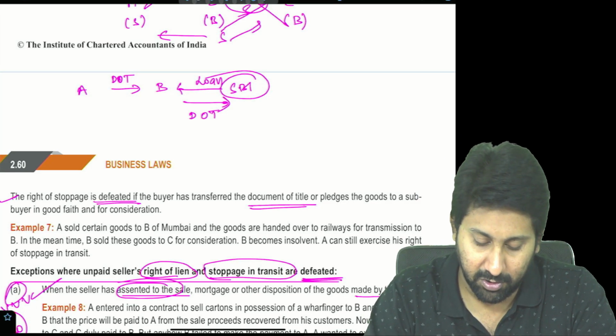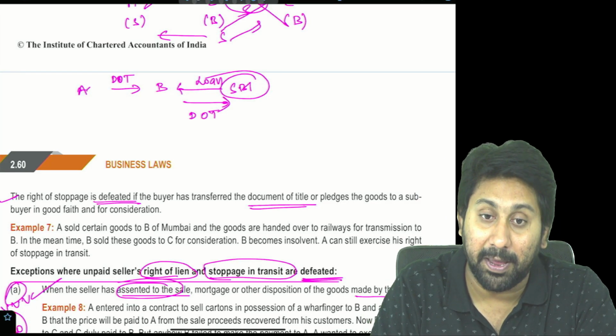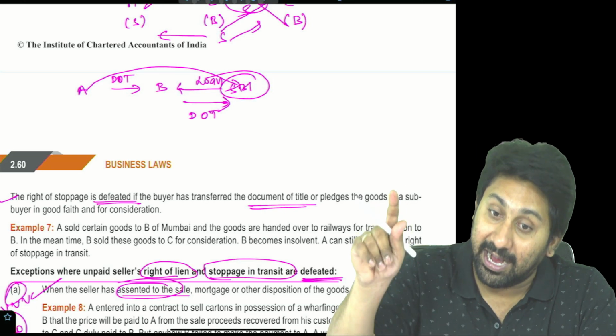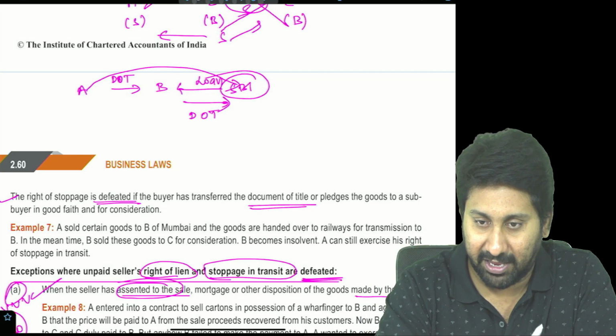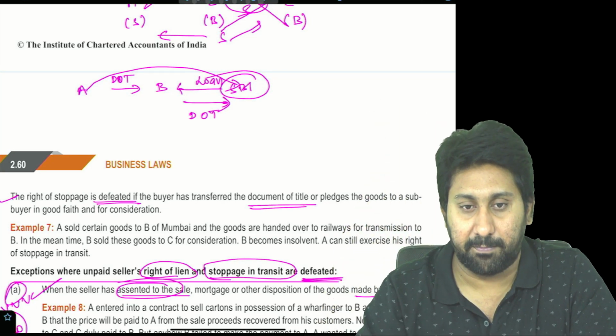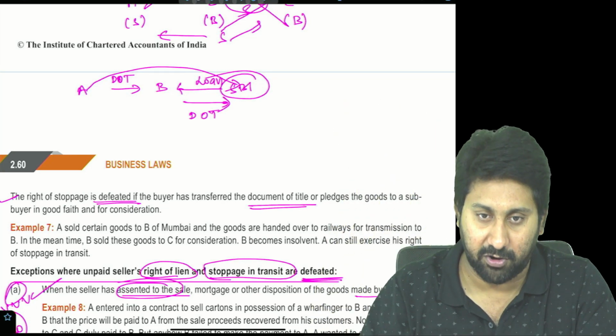What can A do? A has to pay the loan amount to SBI and take back the document of title and take the goods back from the carrier vehicle. Sue B for breach of contract, etc. Under the Contract Act, you have to do that.